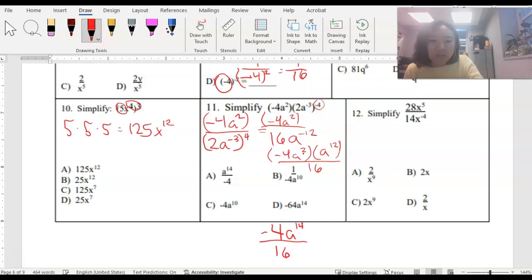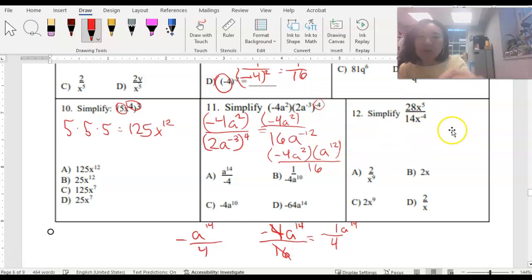And then I can go ahead and reduce this because 4 over 16 is the same as 1/4. So this is negative 1/4 a to the 14th. And we can ignore that 1. So our best answer is negative a to the 14th over 4.